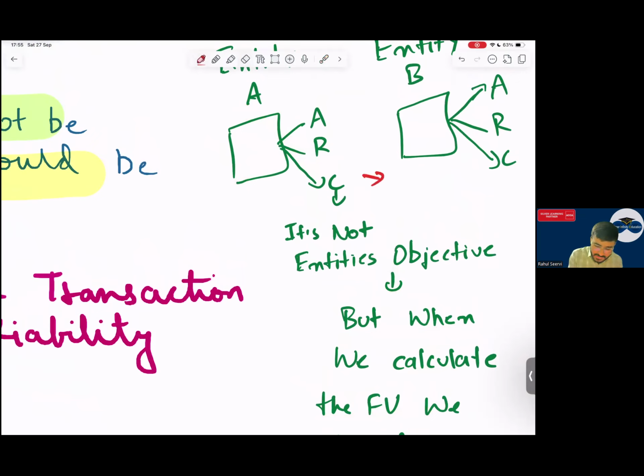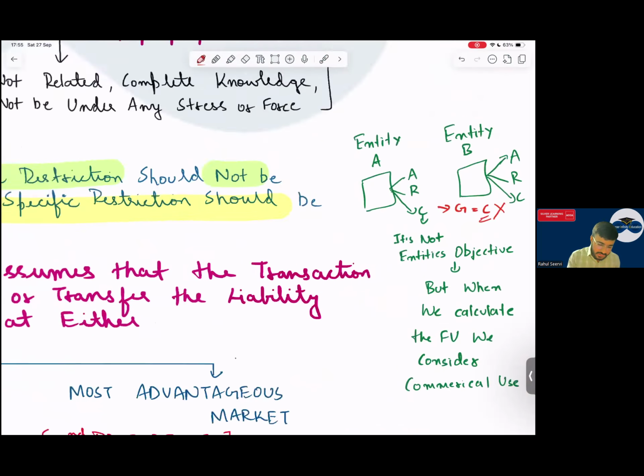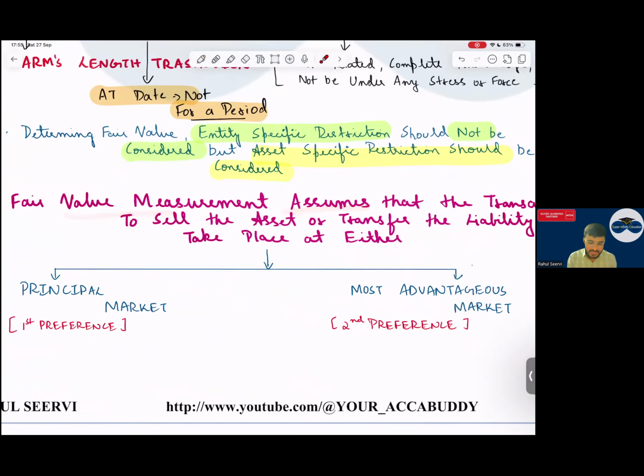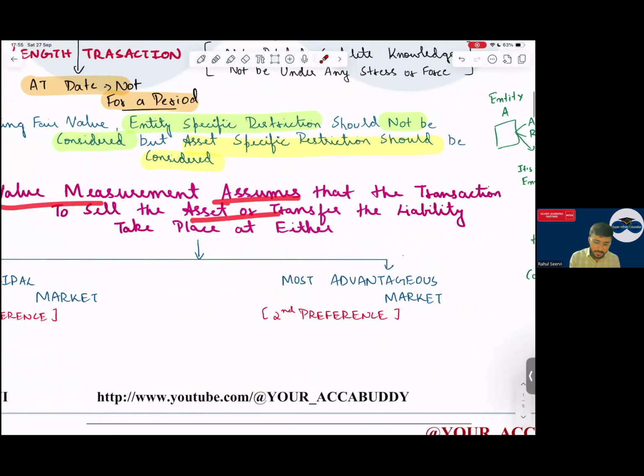If the government is saying that this land cannot be used for commercial purpose, then we will not consider commercial use of this building for the fair value calculation. So I hope this concept is also clear to you. Then coming to fair value measurement, it assumes what? The transaction to sell the asset or pay to transfer a liability.